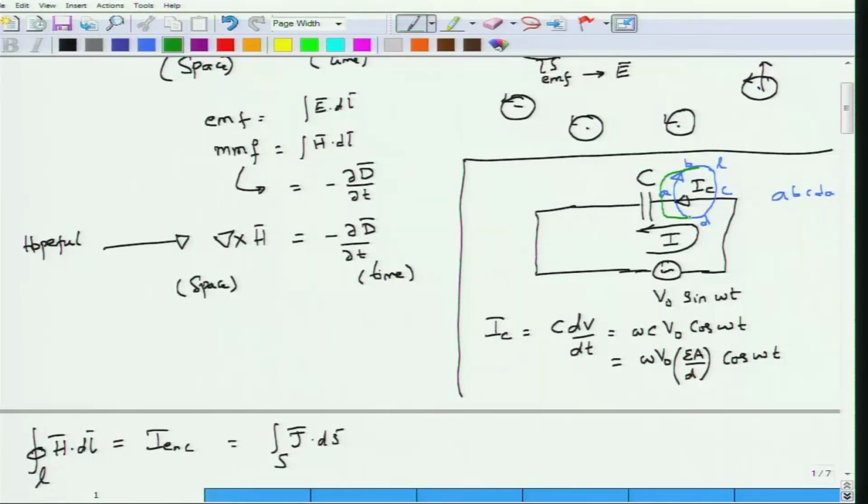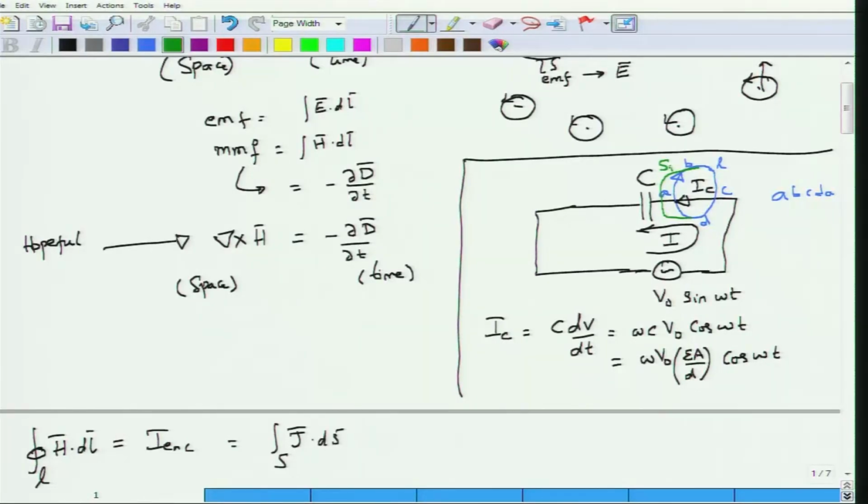Remember, there is no specific way in which I have to consider the surface. This is what this law tells me. It does not matter what surface that is, as long as this surface is completely enclosed or bounded by this loop L, then the current enclosed must be given by the surface integral of the current density through that particular surface. So let us call this surface S1.